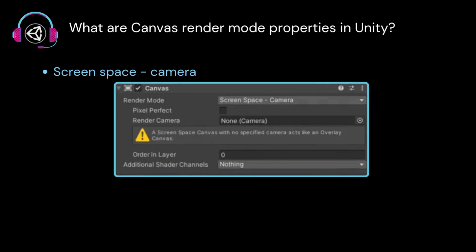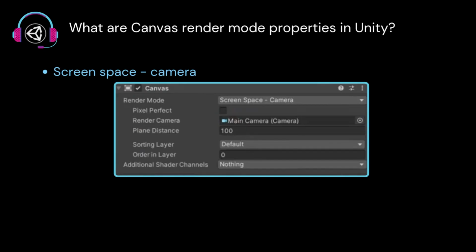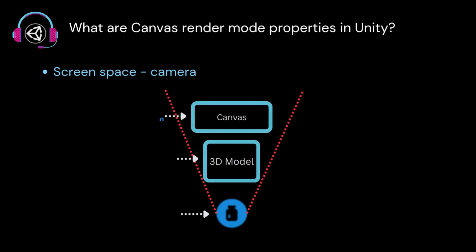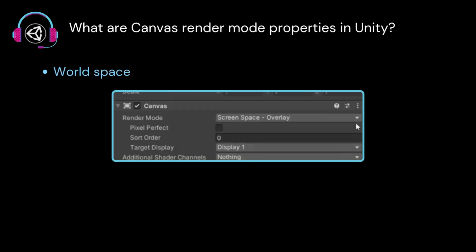This is similar to screen space overlay, but in this render mode, the canvas is placed at a certain distance away in front of the specified camera. The UI elements are rendered by this camera, which means that the camera settings affect the appearance of the UI. If the camera is set to perspective, the UI elements will be rendered with perspective, and the amount of perspective distortion can be controlled by the camera field of view. If the screen is resized, changes resolution, or the camera frustum changes, the canvas will automatically change its size to match as well. The next render mode is world space.